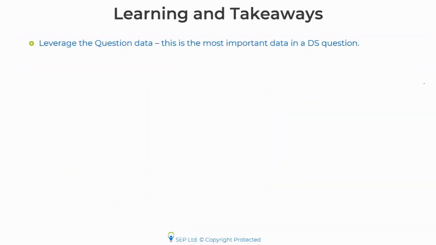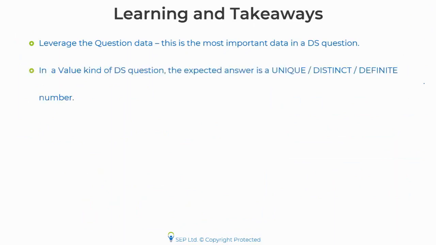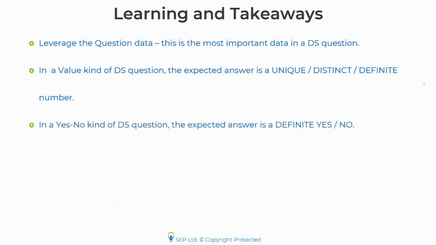Before we get into the questions, just a quick summary. Try to understand the question. Try to take advantage of the question data, because as I said, this is the most important data in a DS question. In a value kind of DS question, the expected answer is a unique or a distinct or a definite number. Any information that gives you this is sufficient. Any information that doesn't give you this is insufficient. In a yes-no kind of DS question, the expected answer is a definite yes or no. So before you start analyzing the statements, try to figure out what is a yes, try to figure out what is a no.